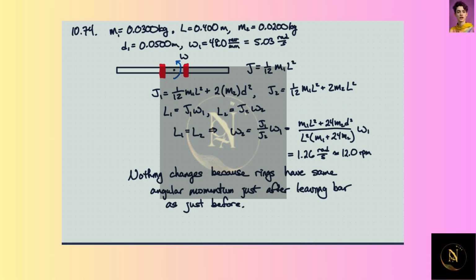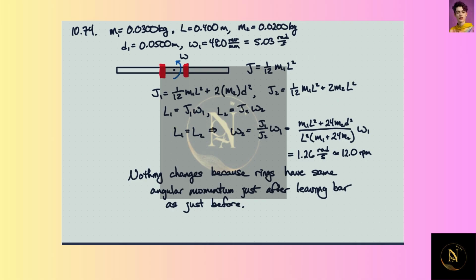Now, the mass moment of inertia of the rod, a uniform rod spinning about its center, is 1/12 the mass of the rod times the length of the rod squared. And then we add these two rings, say these are point masses, and they add 2 m2 times d squared, where d is the distance from the axis of rotation, to give the mass moment for the total system.